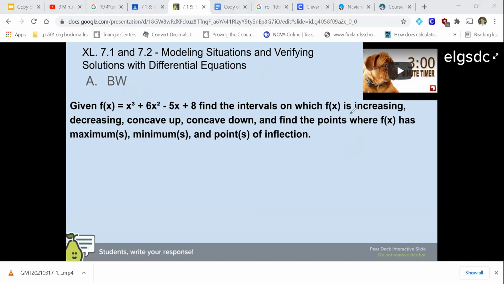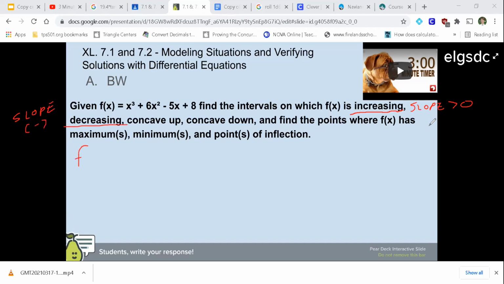How do I find when it's increasing? What does that mean? Take the derivative, right? If the slope is positive, then it's increasing. So that means slope is positive. Decreasing means slope is negative.